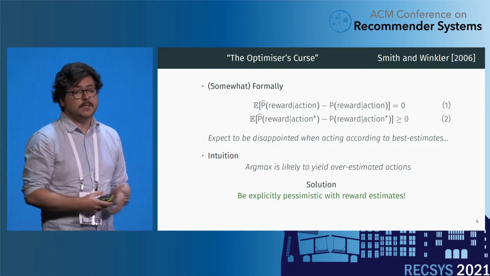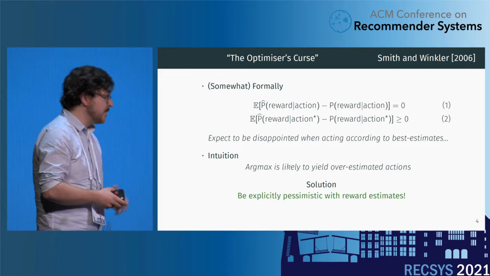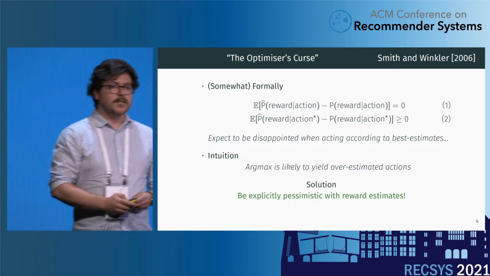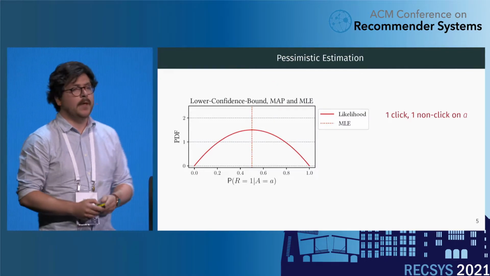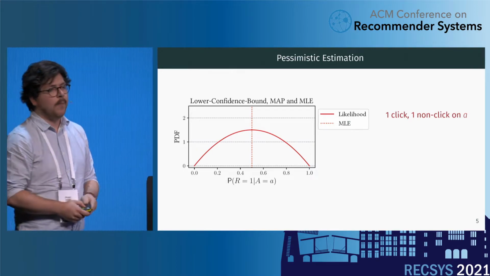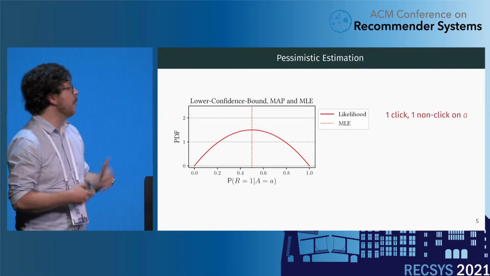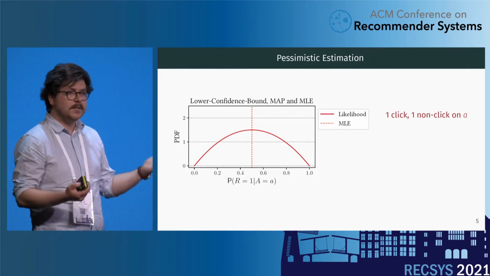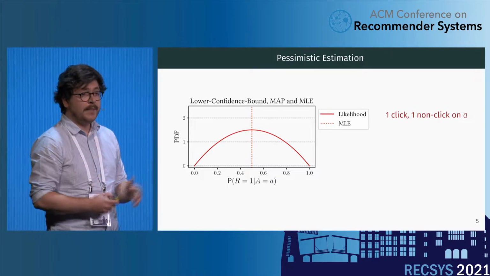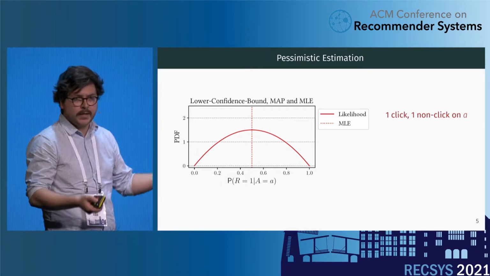And the solution is to be explicitly pessimistic with your reward estimates. But how would you do that? Well, suppose I have a certain action, and I took it twice, and I got one click and one non-click. When you then plot your likelihood function, we can see that our maximum likelihood estimate for the probability of a click on that action is at 0.5. But that's a very high number, and it's very likely that this is actually not the true estimate.